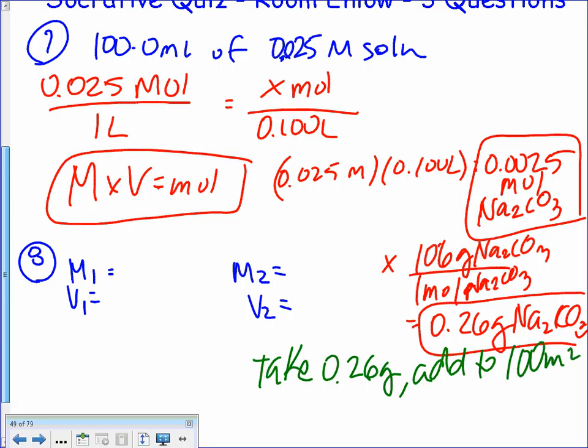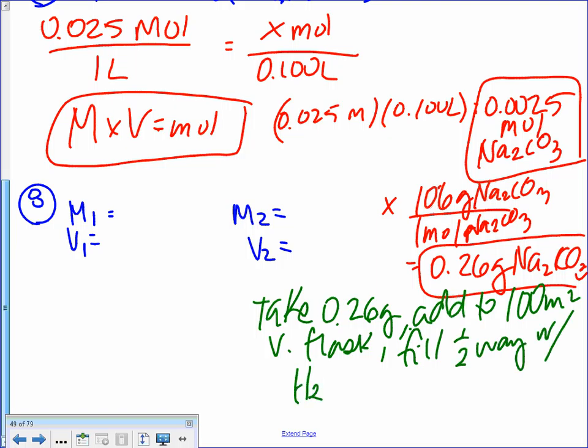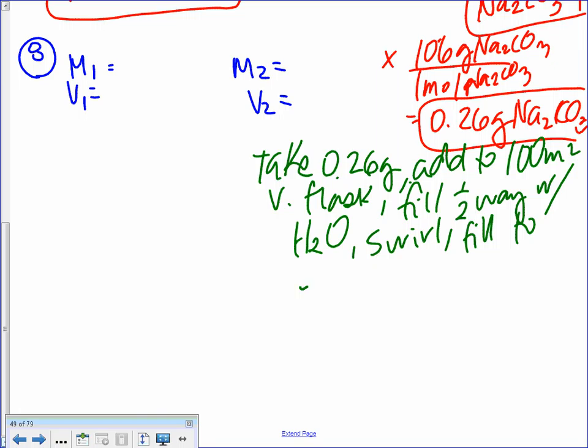So a V flask is a volumetric flask. Okay, then what? How much water? Not straight off the bat. You did about halfway, right? So take 0.26 grams, add to a 100 milliliter volumetric flask, fill halfway with water, swirl, and then fill to the etch line. Or the line, whatever you want to say.